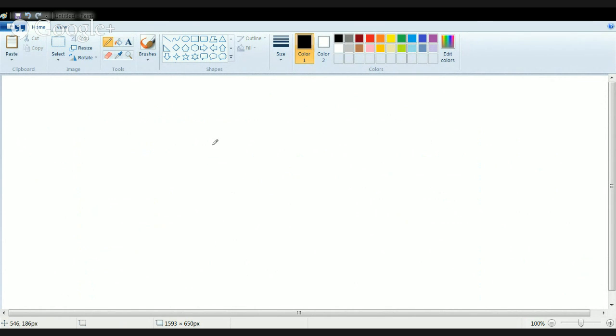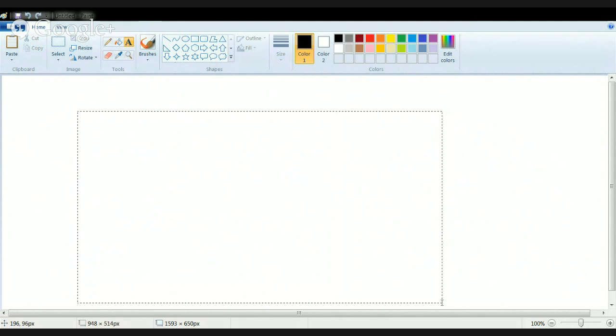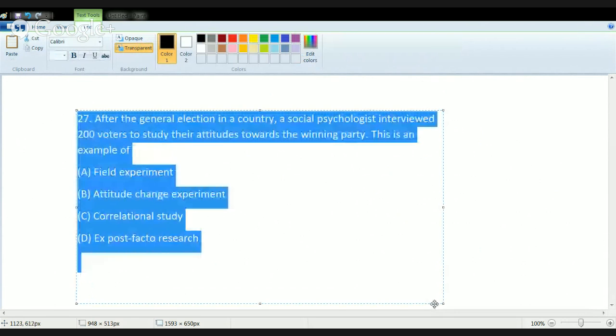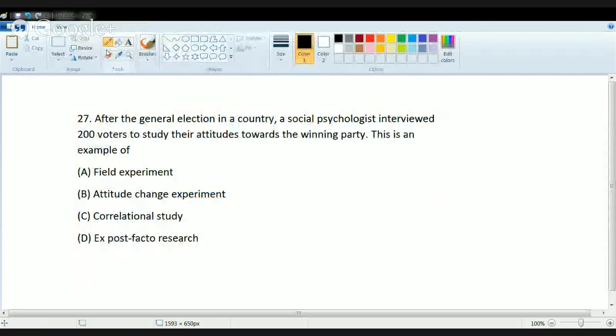Now the next question is about research methodology. So you have a passage where the examiner says that there were elections in the country. A psychologist interviewed nearly 200 voters to study their attitudes after the general elections.